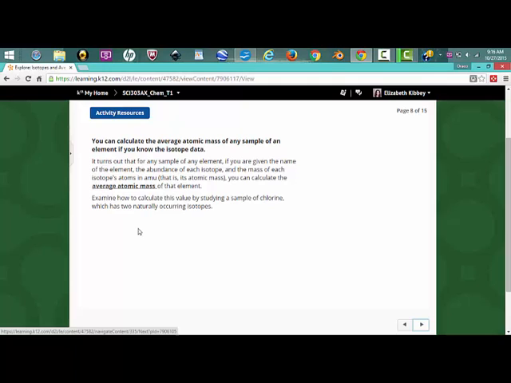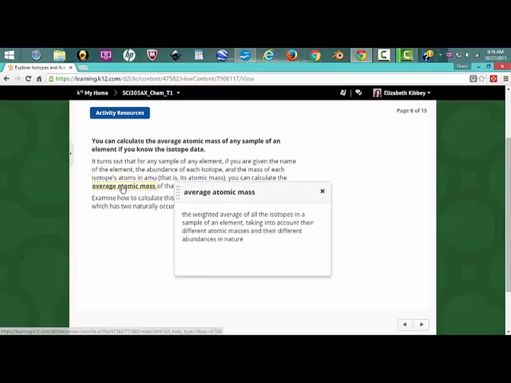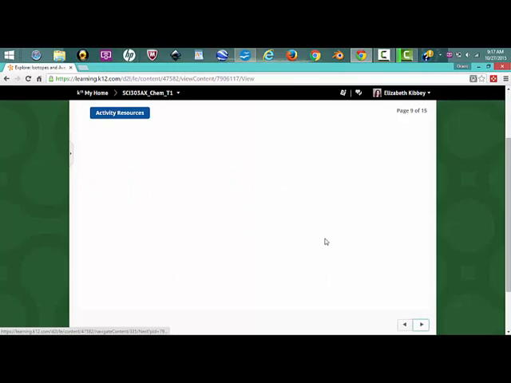You can calculate the average atomic mass of any sample of an element if you know the isotope data. Average atomic mass: the weighted average of all the isotopes in a sample of an element, taking into account their different atomic masses and their different abundances in nature.